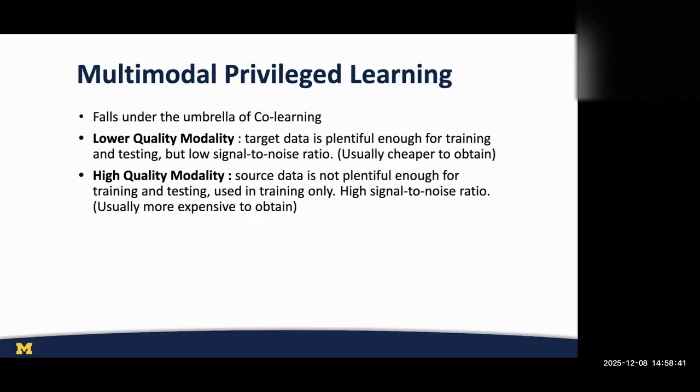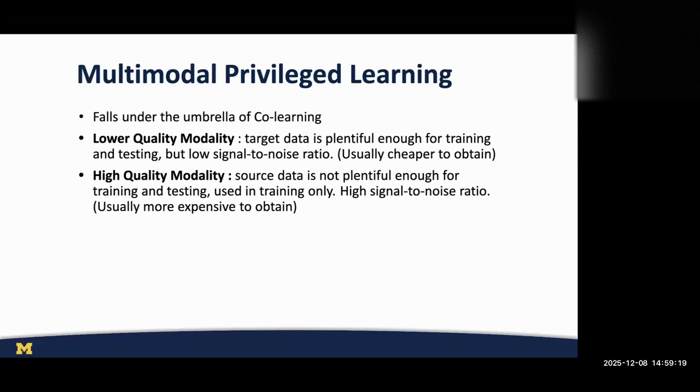Privileged learning falls under this umbrella of the 5 challenges of multimodal learning called co-learning, and it typically involves a lower quality modality. This is going to be a set of features that are routinely collected. They are collected from every single patient, and so they are plentiful enough to be used in both training and testing. But the issue with it is that it tends to be low quality. It doesn't give a very high signal.